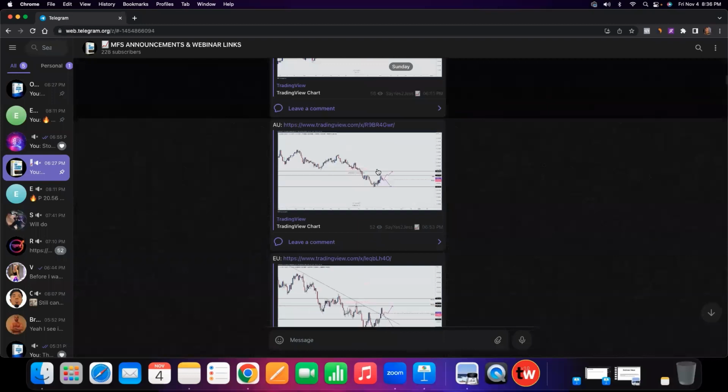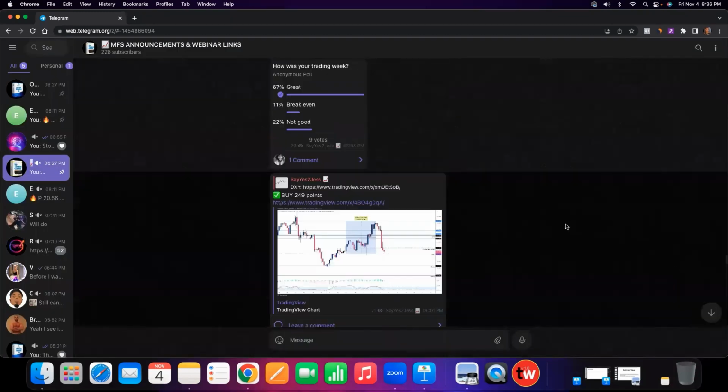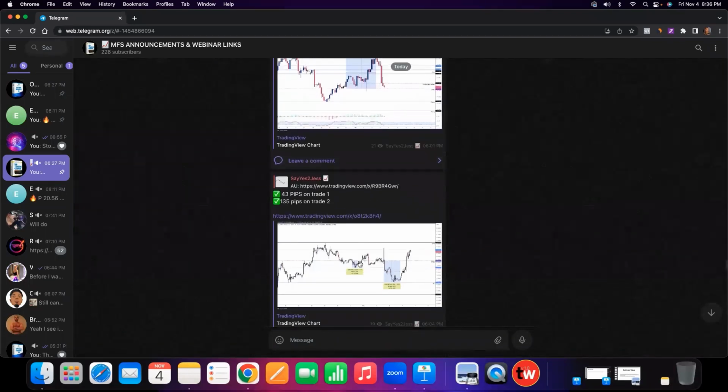The next one was AUD USD. Again, I was looking to see how it would react. I was checking to see if it would at least first go up to this level or if it was going to give us some momentum down. And it did. We actually got 2 trades from this.